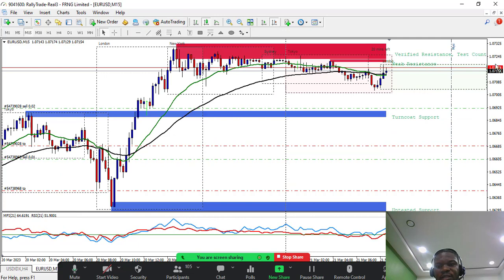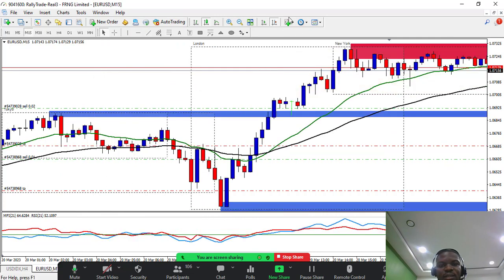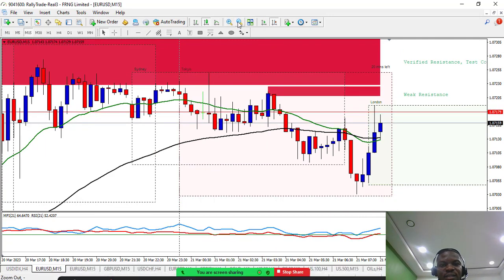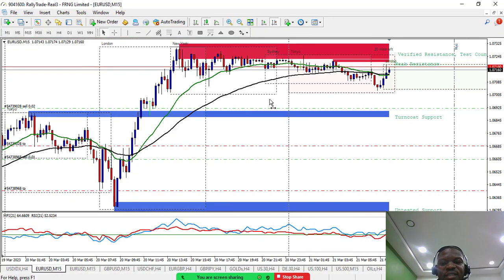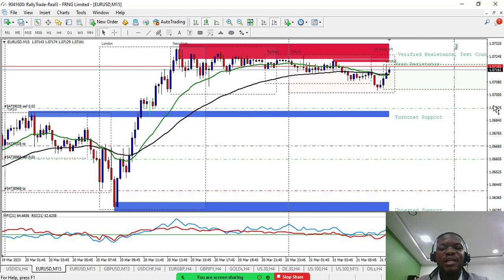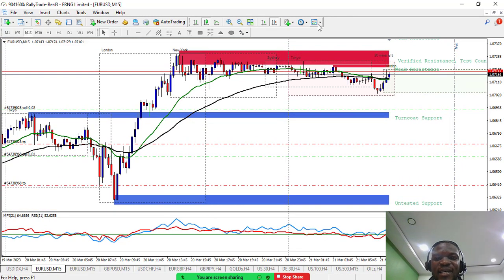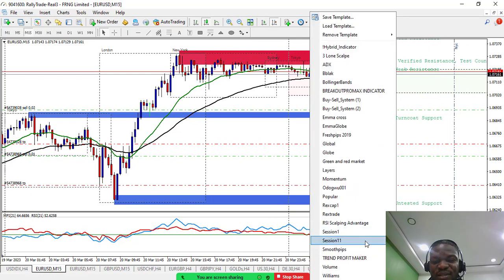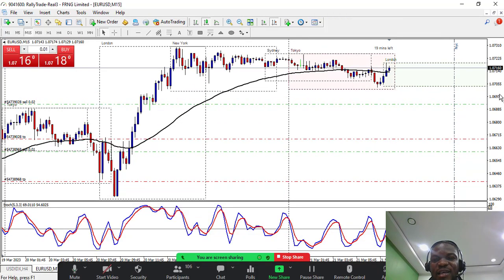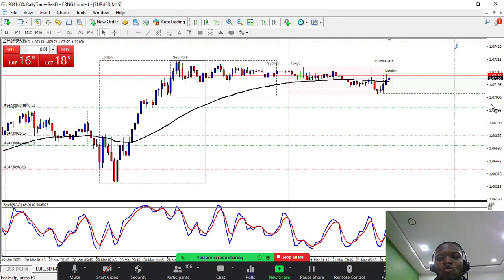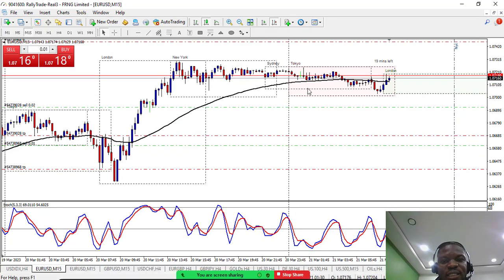I hope all of you can see my screen, and I hope it's not too clumsy for you to understand. I just have these different indicators that show the different sessions. If this is looking too clumsy, let me empty it a little bit. All right, so we are looking for Euro USD, right?